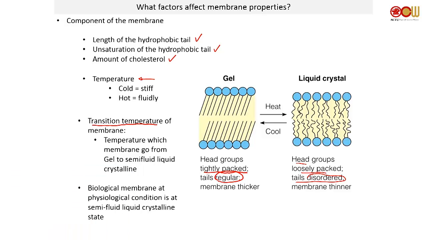Now, biological membranes at physiological condition are typically in a semi-fluid crystalline state. So it's typically in this state. Okay, so at physiological condition, it's typically like that. That's why all your components, your proteins can move around, lipids can move around, right? It's because it's very loosely packed.